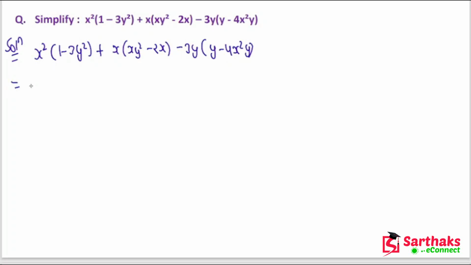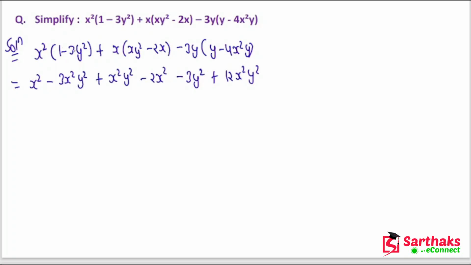If you multiply them, it would be x square minus 3x square y square plus x square y square minus 2x square minus 3y square, then minus into minus would be plus, 3 into 4 would be 12 x square and y square. See how I have multiplied it. I am just calculating the powers.